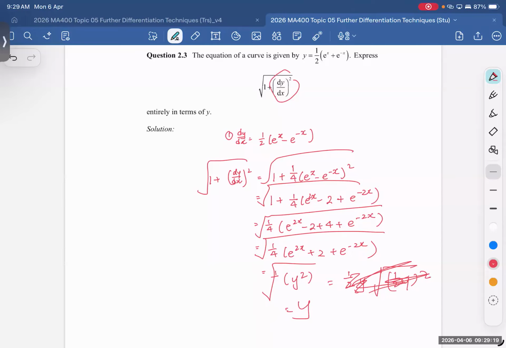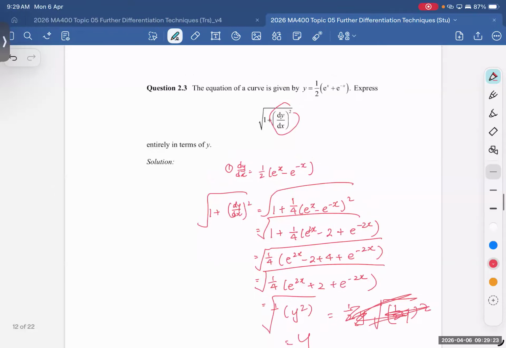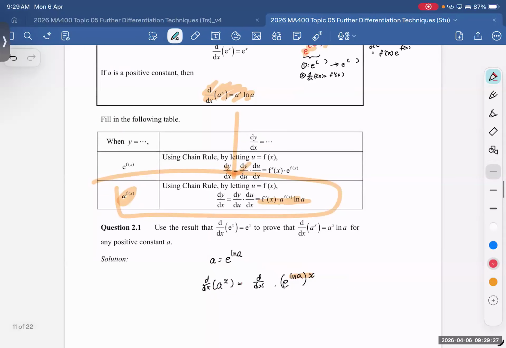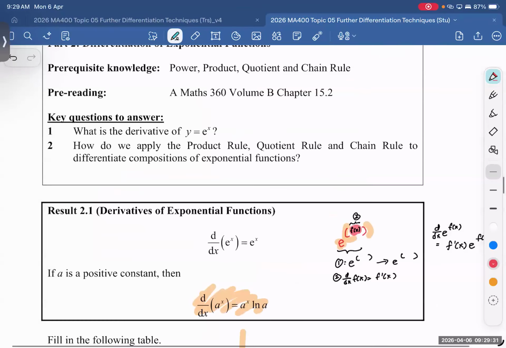Can I go through part 2 of the notes? Okay, so notes, part 2, you will go through the derivative of exponential and log.